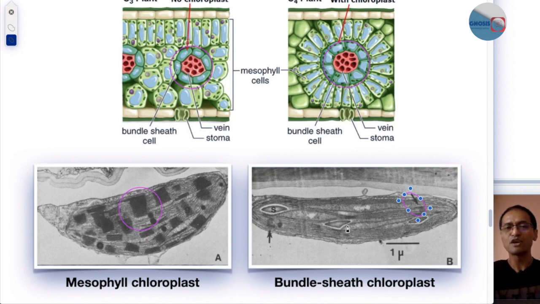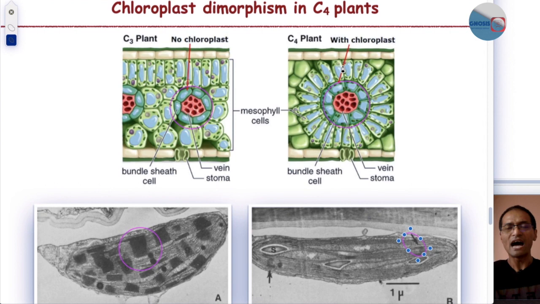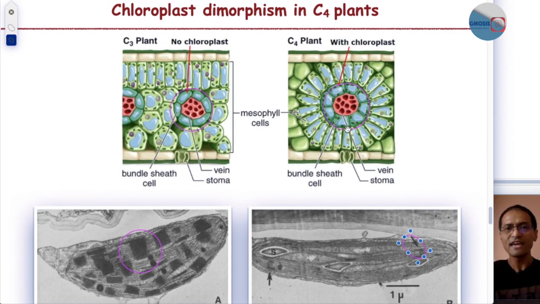It happens because the bundle sheath cells are located further inside of the leaf tissue. And because they are located further inside of the leaf tissue, the chances of light penetrating into the bundle sheath is very, very less. And when light cannot penetrate into the bundle sheath cells, then having the grana in the chloroplast makes no biological sense. It is of no biological advantage to the plant.